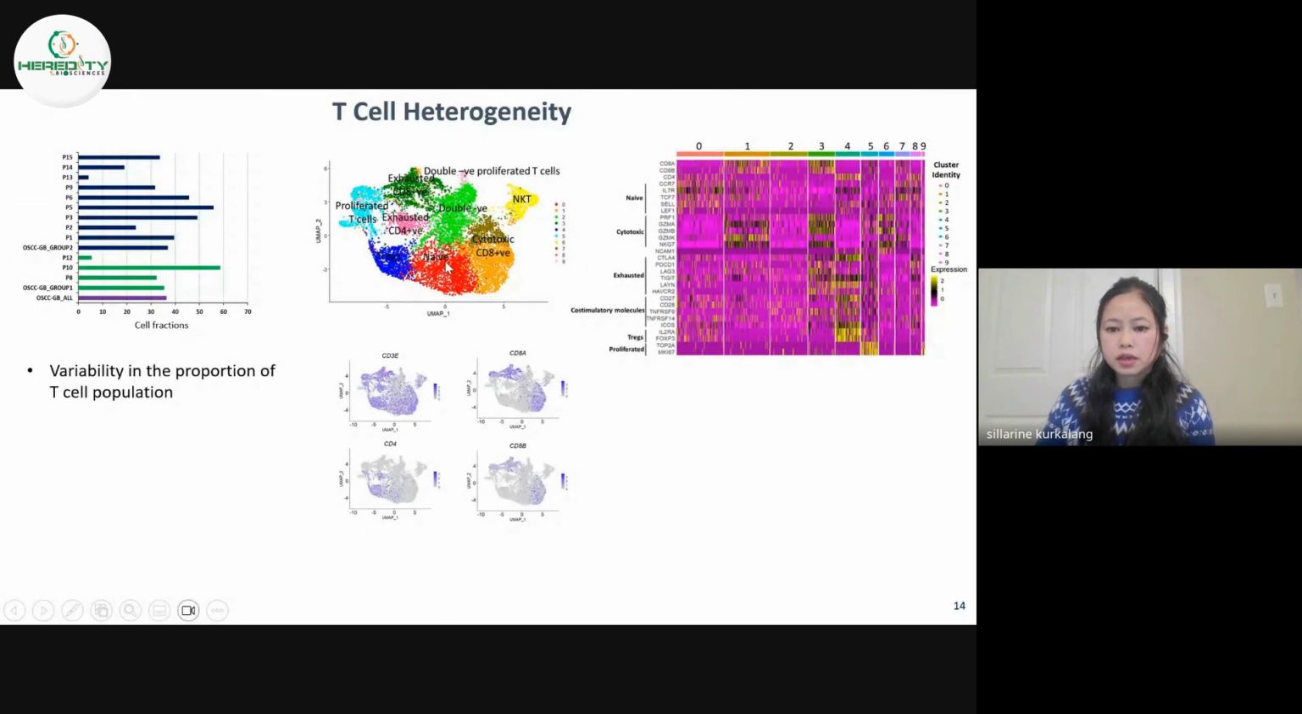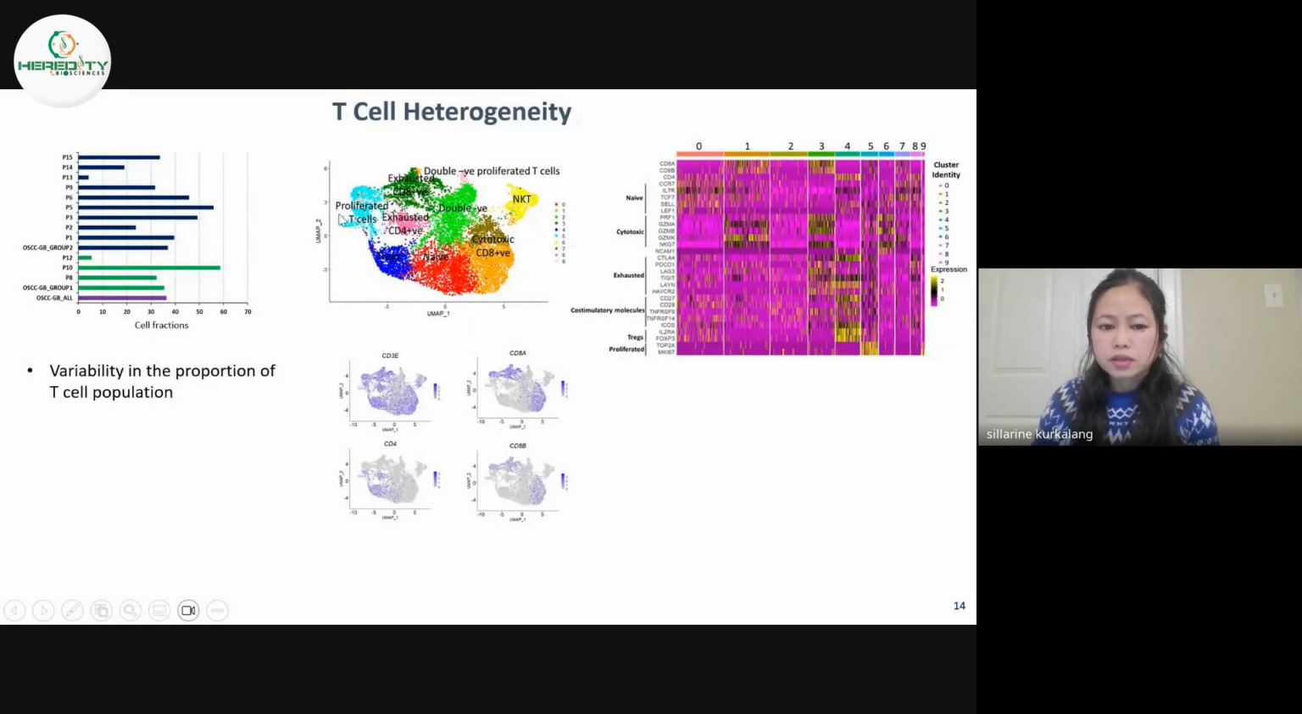Whereas you can see this is cluster 0. Cluster 0, you can see in the heat map, was enriched with the naive T cell markers, indicating these are the naive T cells. Whereas this is cluster 4. You can see cluster 4 shows higher expression of the Treg markers like FOXP3 and IL-2RA, indicating that this population is the Tregs.